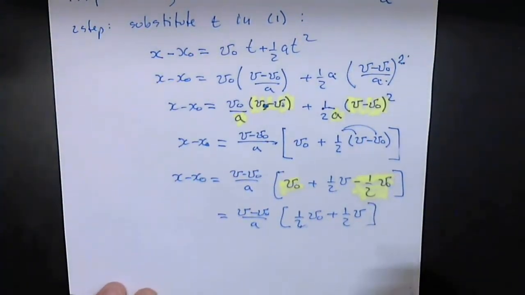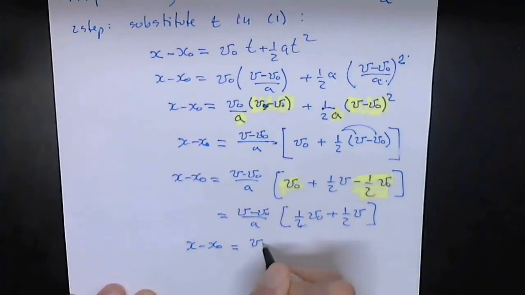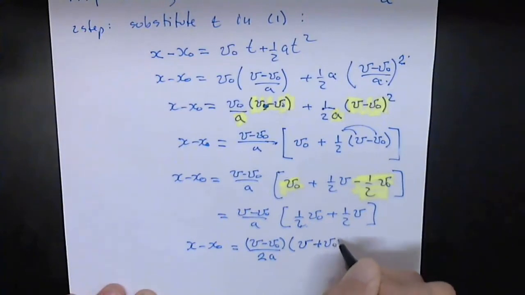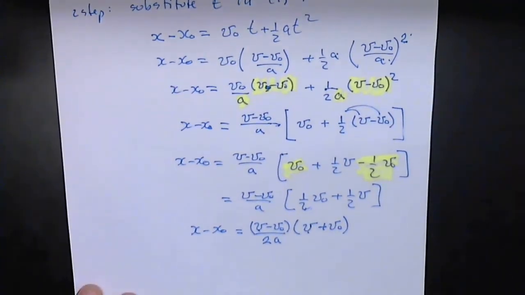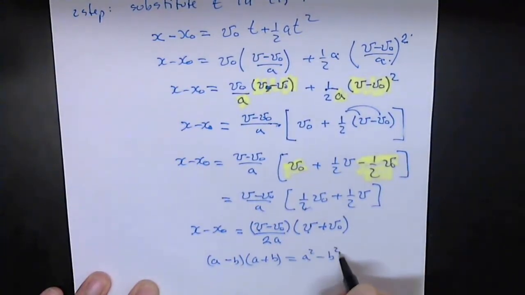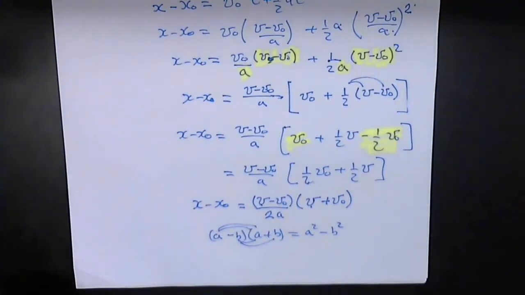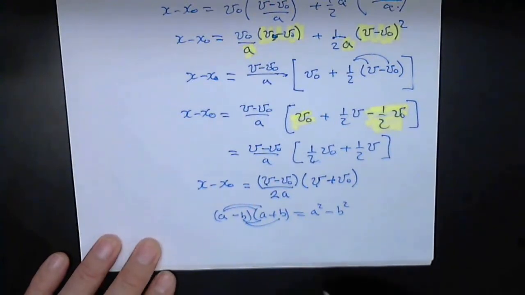And as you can see, I could take now the 2 as a common factor. So it's 2a. Let's put a parenthesis here. And now you have v plus v naught. I put it in this way. I put the v first because I had the v here first. And if you remember from algebra, a minus b times a plus b is a squared minus b squared. If you don't know this, just distribute this, and you're going to see two terms canceling out. Okay, so I get this equation.